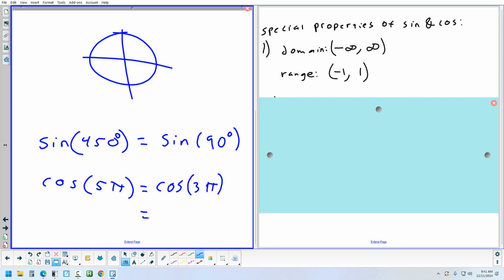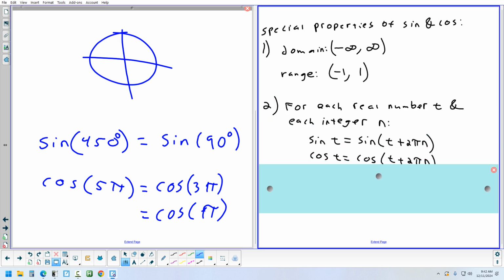180 degrees. I still don't like 3 pi because that's a bigger number. We could subtract 2 pi again. And now we're basically looking for the cosine of pi. How many times can you add and subtract 360, or if you're dealing with radians, 2 pi? How many times are you allowed to do it? As many times as you need to. You can do it as many times as you want.